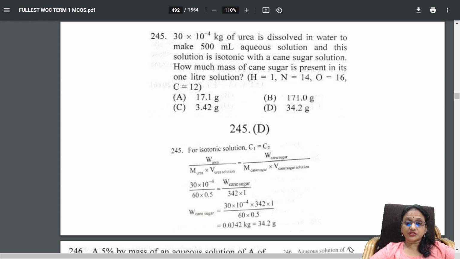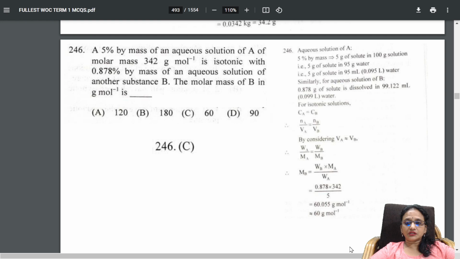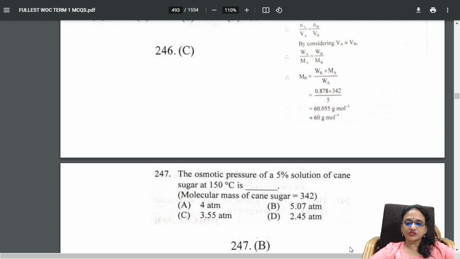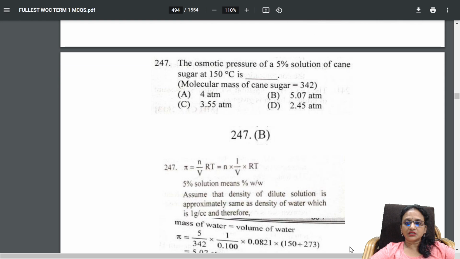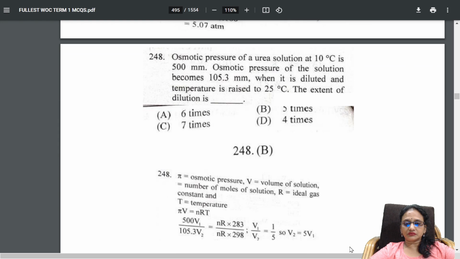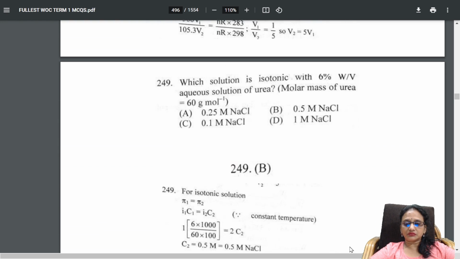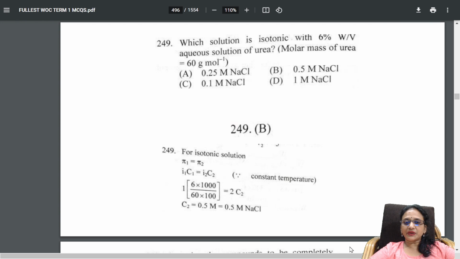Isotonic solutions. Again, one more comparison between isotonic solutions. Compulsory, they will ask one question. This is a question based on osmotic pressure. One more question based on osmotic pressure. This is a comparison between two solutions, rather. So pi 1 and pi 2, you're comparing two osmotic pressures.